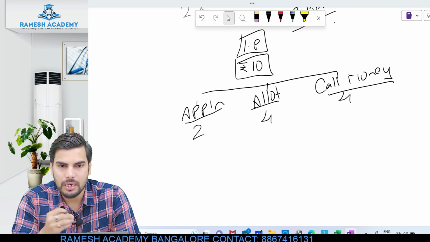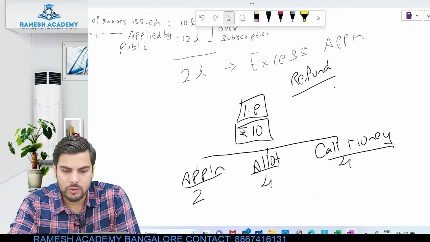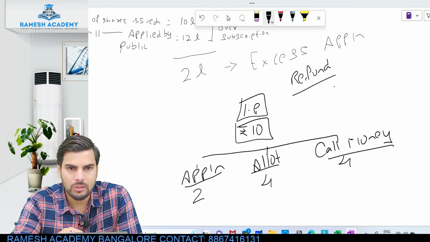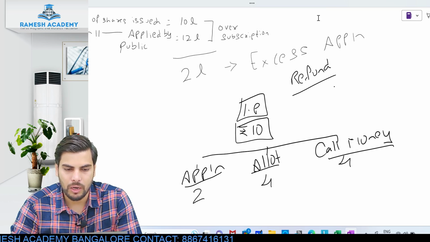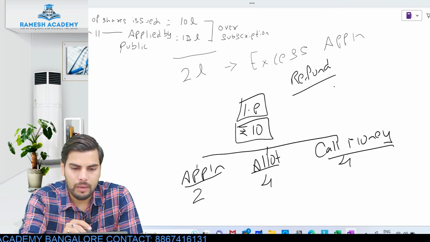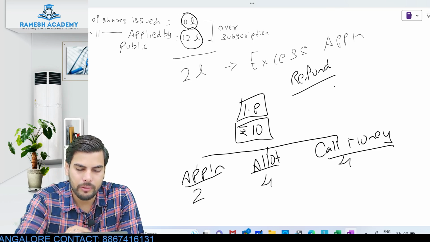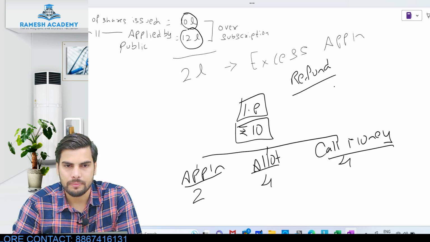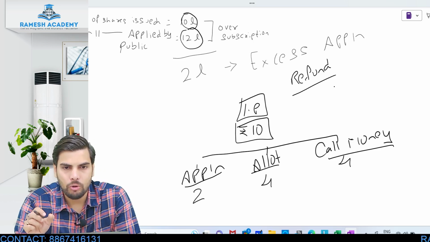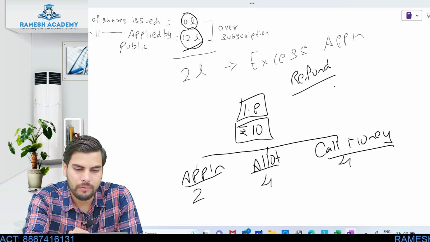Okay, application money receipt entry. Will it be passed to the extent of these 10 lakh shares, or am I supposed to pass it to the extent of these 12 lakh shares? Should I be passing the entry to the extent of 10 lakh shares, or 12 lakh shares? Yes, I need to be passing the journal entry to the extent of these 12 lakh shares.